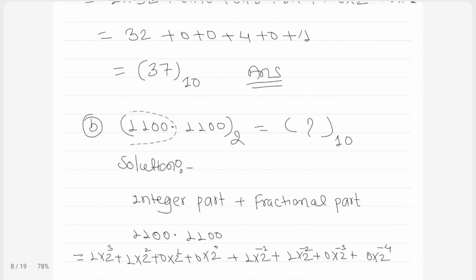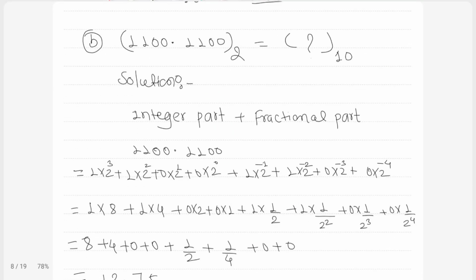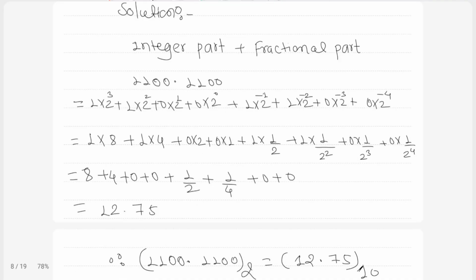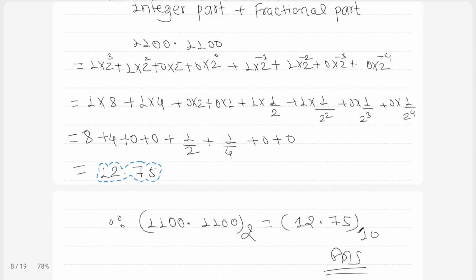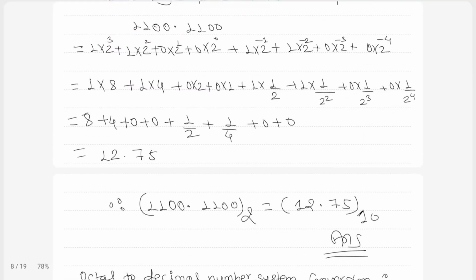When we have an integer part and a fractional part, we raise the powers from right to left for the integer part and sum the result. Then in the fractional part, we raise the powers from left to right, multiply, and get the result like this. That is our binary to decimal number conversion.